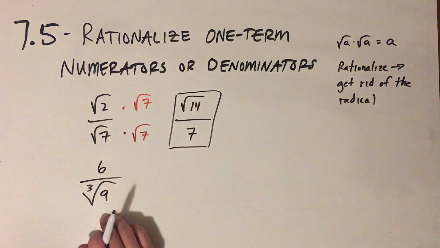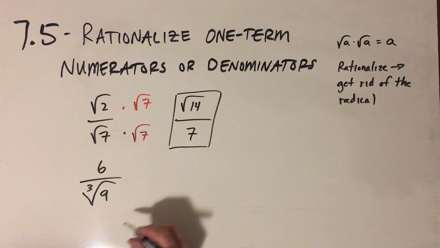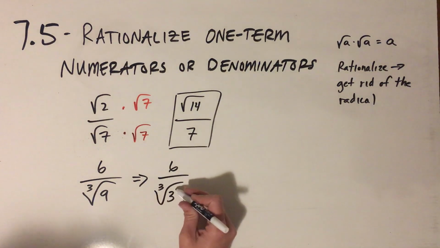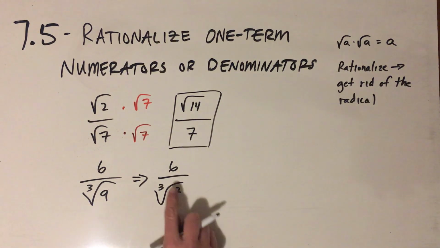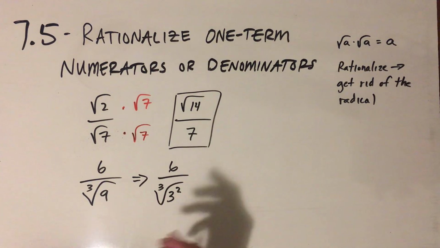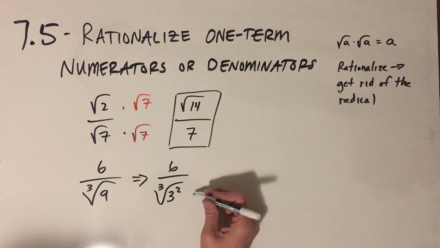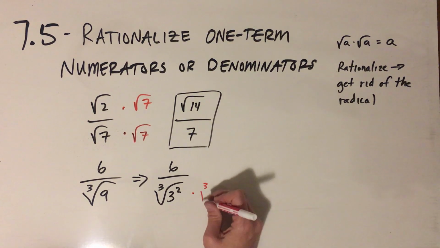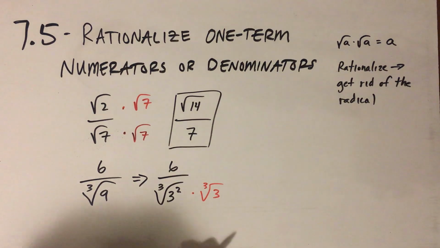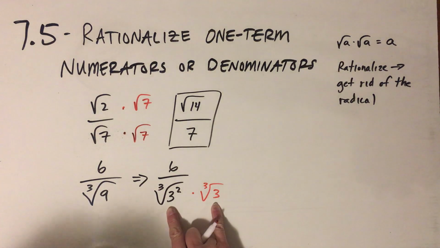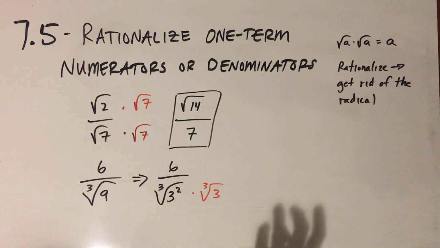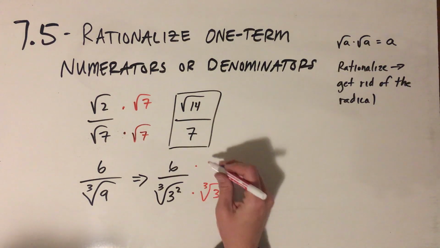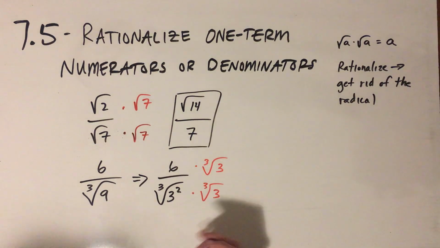Well, again, I want to rationalize the denominator, so I want to get rid of this cubed root of 9. I could think of this as 6 over the cubed root of 3 squared. Remember, if I want to be able to pull this out, I've got two 3's in here right now, but I need a third 3. So what I would have to multiply both the top and the bottom by would be the cubed root of 3. Why did I choose the cube root of 3? Because 3 times 3 times 3 is 27, or there would be 3 3's underneath that I could now pull out. So I'm going to multiply this by the cube root of 3, top and bottom.